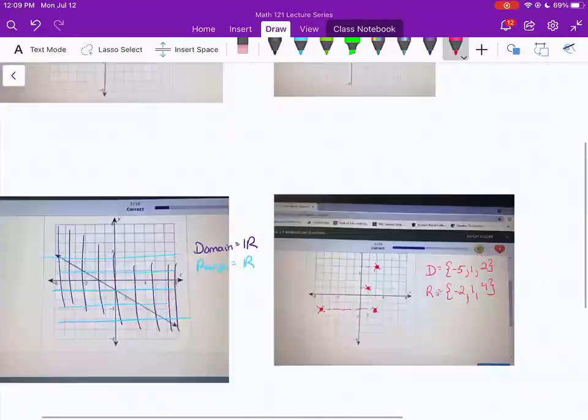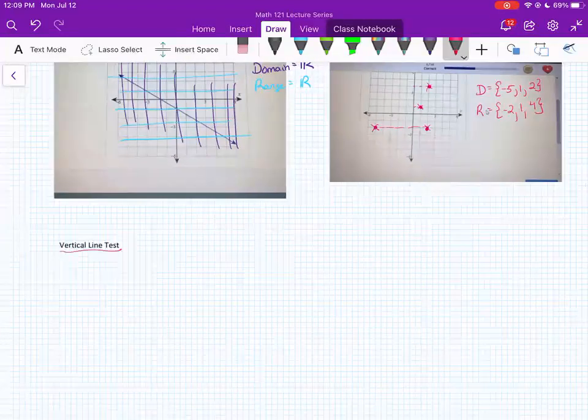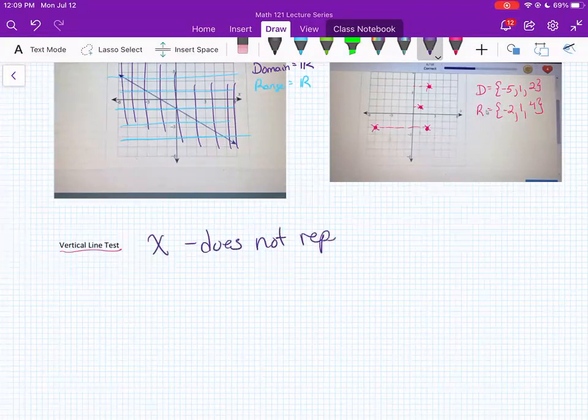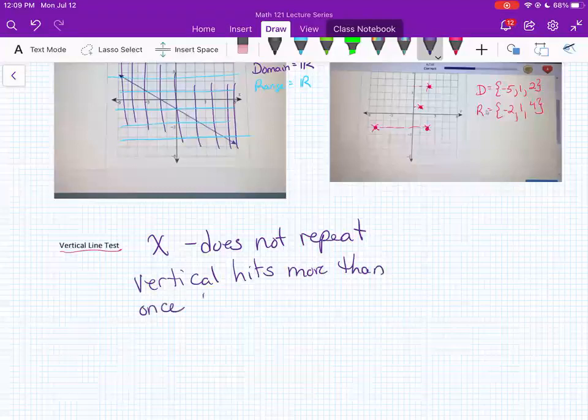Last but not least, we want to talk about the vertical line test. We've discussed the domain and range of these relations, but remember, functions are a special type of relation where x does not repeat. And the way we use the vertical line test is if a vertical line hits more than once, the graph is not a function.